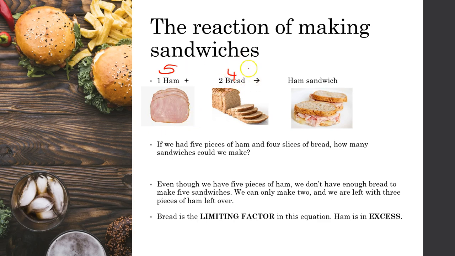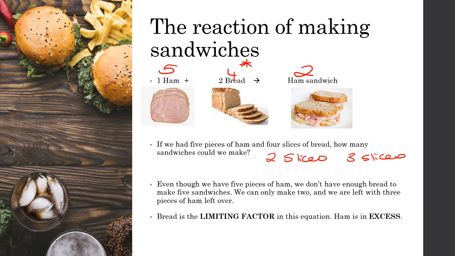So the bread is going to limit how many sandwiches we can make, because I'm going to have 2 sandwiches and I'm going to have used up my 4 slices of bread. But in that meantime, I will have only used 2 slices of ham. So I will have 3 slices left over. So this is similar to what we refer to as the limiting factor in a chemical equation. Bread is the limiting factor.